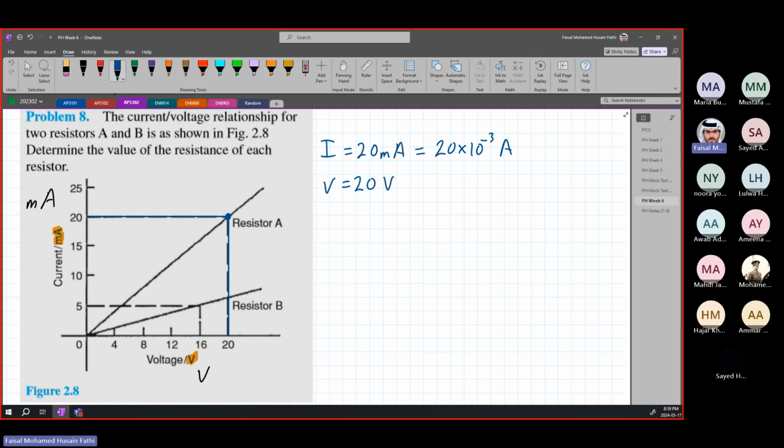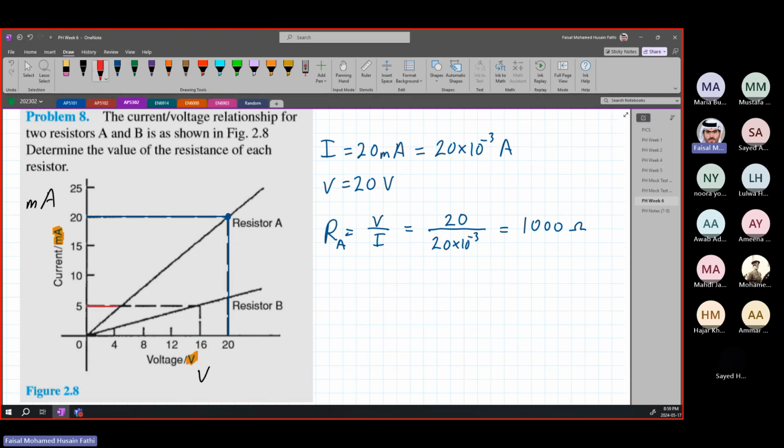How can we find resistance? Resistance R is equal to V divided by I. So this is resistor A, RA. Voltage is 20, and current is 20 times 10 to the negative 3. So this is going to be 1000 ohms. That is the resistance for the first one. How about the second one? Again, you will apply the same exact concept.